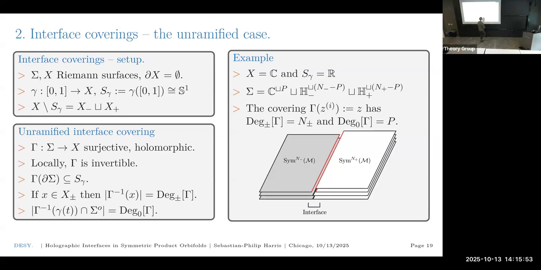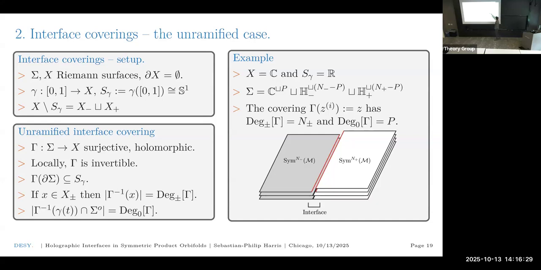So for now, this is just a definition of some maps, and an example of this would be I could take X to be the complex plane, and gamma to be the real line in it, or a compactification of this. And I can take sigma to be a disjoint union of p planes, n minus p lower half planes, and a bunch of upper half planes. And again, I can consider the map that just forgets from which copy my points came from. And this has all the properties that we want.